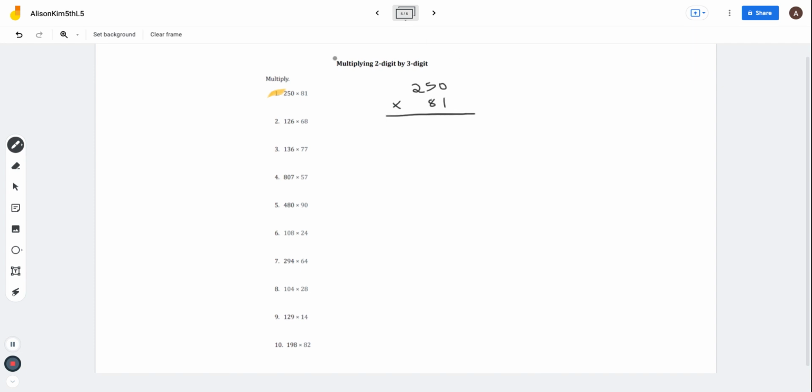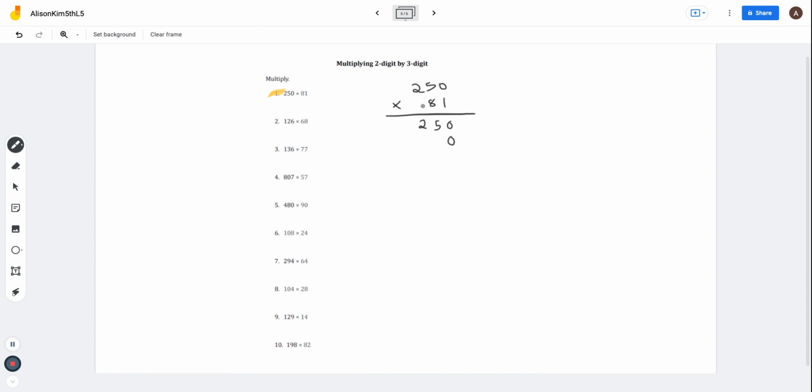So like we did in the previous slide, we're going to just start off with the ones. So we do 1 times 0, which is 0. 1 times 5, which is 5. 2 times 1, which is 2. And then when we're done with the ones, we're going to move on to the tens. But once again, we need to put a placeholder of 0 first.